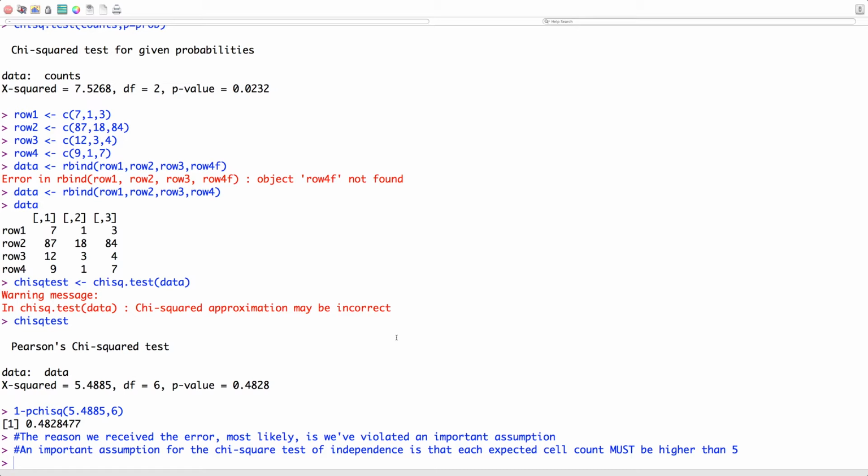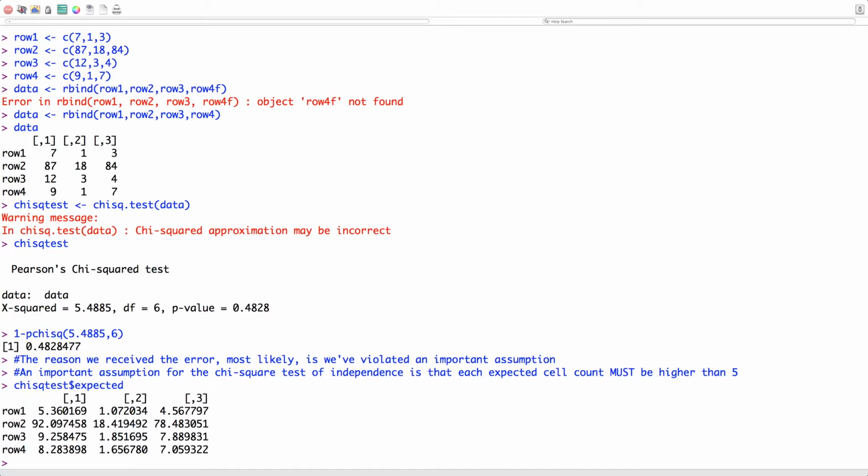So what I can do here is, okay, this is the reason I saved this back here. I can take that, which I called chi-square test, and put a dollar sign there and just type expected. Now what this is going to do is give me my expected cell counts, and let me go back to the expected cell counts that we did before.